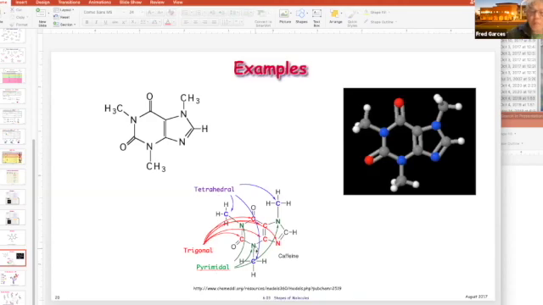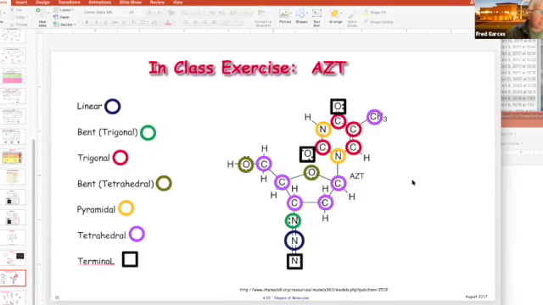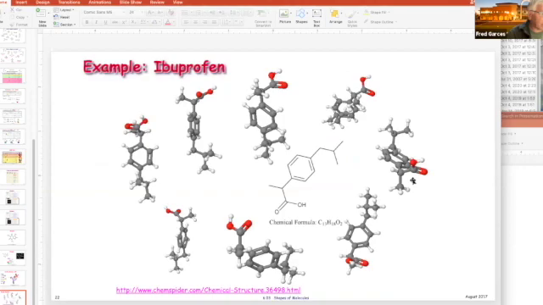And it has multiple geometry. For each central atom, you have to dictate what the geometry is around that. And then when you put it all together, it looks like this. Okay, so hopefully I've answered your question in terms of how to determine the geometry if you have more than one central atom.